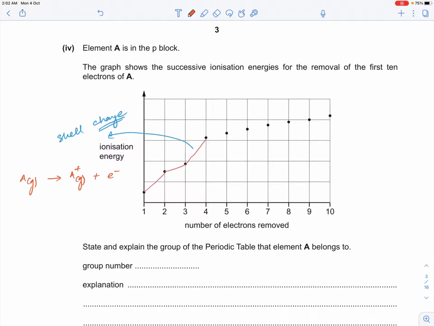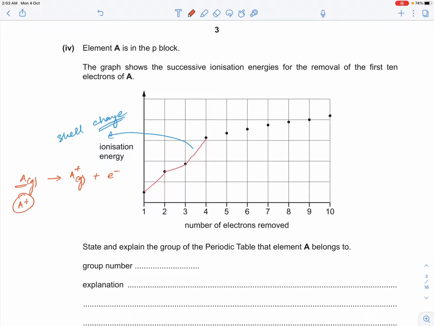Now, when it loses the second electron, it is already a positive ion, and a positive ion means a strong attraction for the electrons. The effective nuclear charge has been increased. Right, so now it would be difficult to remove electron. Just remember this thing, that it would always be difficult to remove electron from a cation than from an atom, because a cation means it has a higher nuclear charge, it has more protons than electrons, so it would be difficult to remove electron.